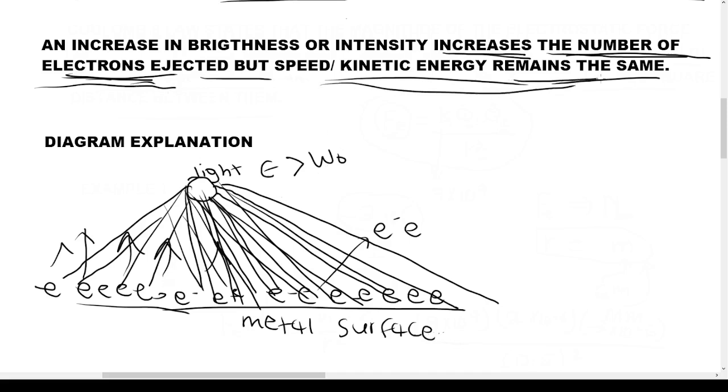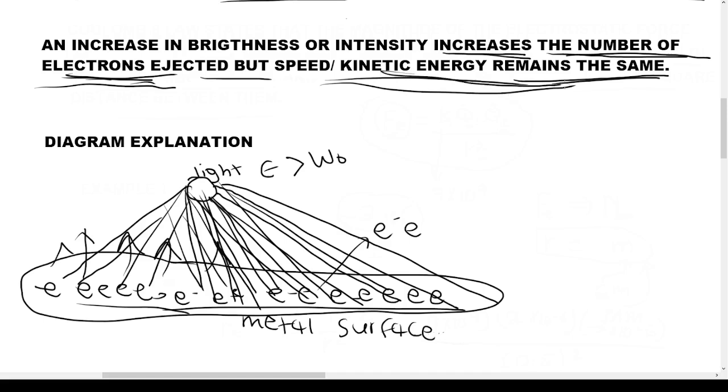It means speed will always remain the same. It does not change. Only the number of electrons increases as you increase intensity or brightness. Keep that in mind. So they will ask you what will happen to the number of electrons. You have to say they will increase. What happens to the kinetic energy? Kinetic energy remains the same, because kinetic energy and speed are related. So if the speed doesn't change, it means kinetic energy doesn't change.